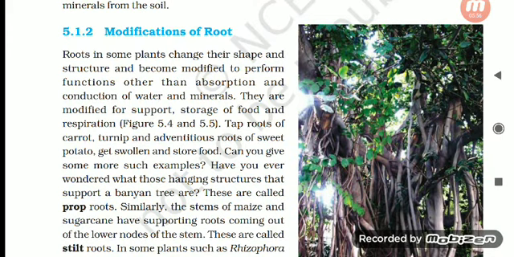5.1.2 Modifications of root. Roots in some plants change their shape and structure and become modified to perform functions other than absorption and conduction of water and minerals. They are modified for support, storage of foods, and respiration. Tap roots of carrot, turnip, and adventitious roots of sweet potato get swollen and store food.